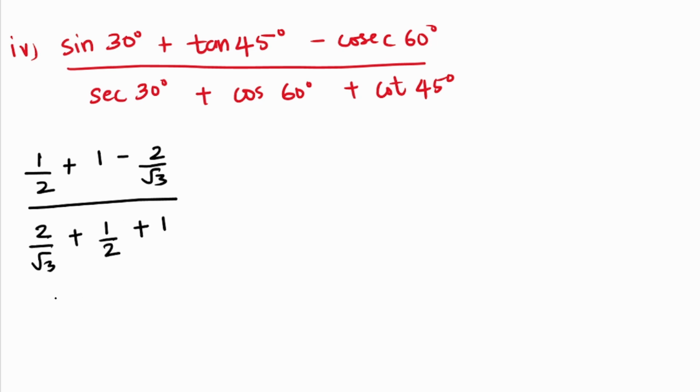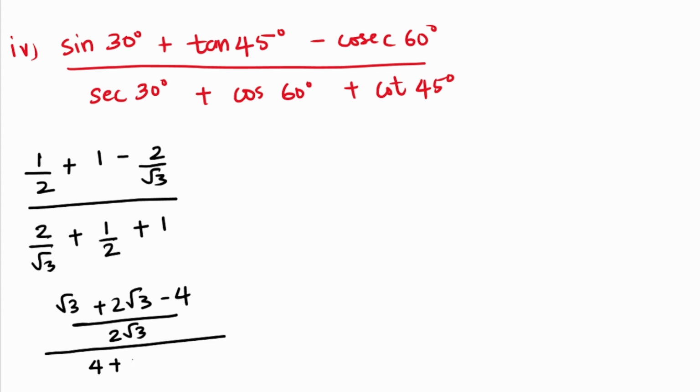We'll take the LCM. By taking the LCM, we'll get 3 plus 2 root 3 minus 4 divided by 2 root 3, then whole divided by 4 plus 2 root 3 plus 3 divided by 2 root 3. Here 2 root 3 and 2 root 3 are common, as you can see, we cancel this out. And if you're wondering how we got this by solving the LCM, I'll show you.